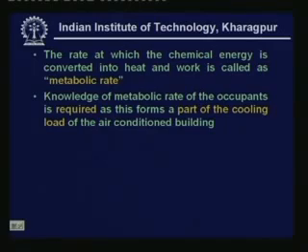Knowledge of the metabolic rate of the occupants is required, as this forms a part of the cooling load of the air conditioned building. Why do we have to bother about the metabolic rate when we are discussing air conditioning systems? Because finally we shall see that whatever energy a human being consumes in the form of food is ultimately rejected in the form of heat. Once it is rejected as heat, it becomes a cooling load on the air conditioned building. If you want to estimate the capacity of the cooling system, you must know the amount of heat rejected by human beings, that means the metabolic rate. That is the reason why we need information on metabolic rates.